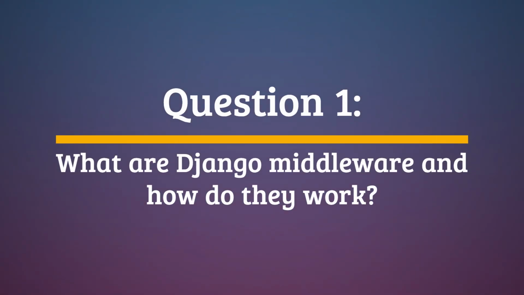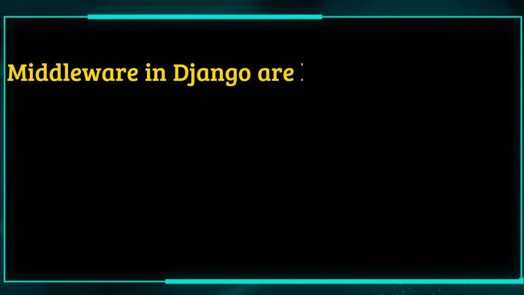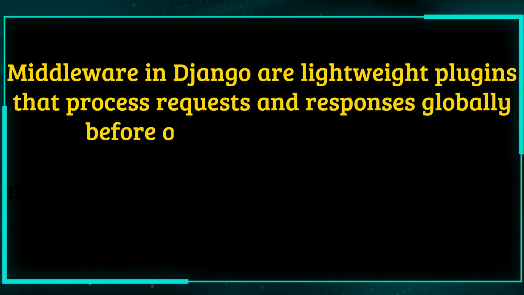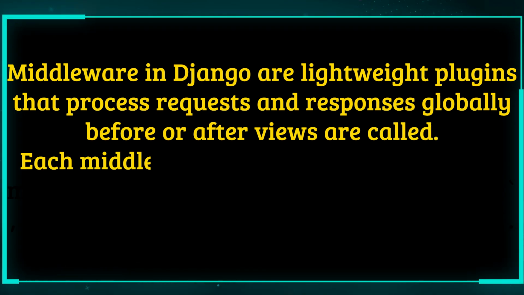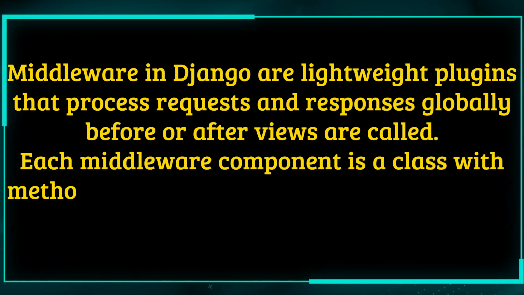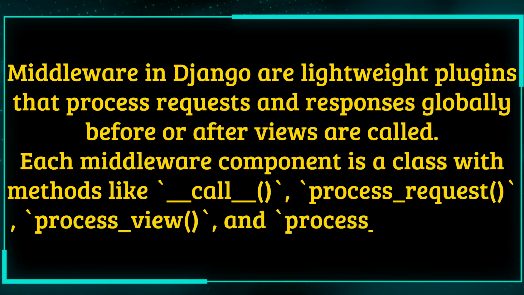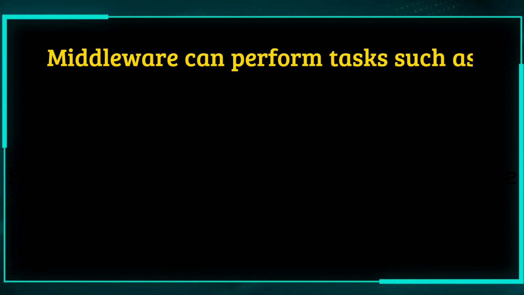Question 1. What are Django middleware and how do they work? Answer. Middleware in Django are lightweight plugins that process requests and responses globally before or after views are called. Each middleware component is a class with methods like __call__, process_request, process_view, and process_response.